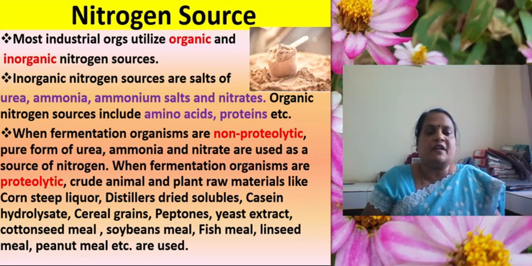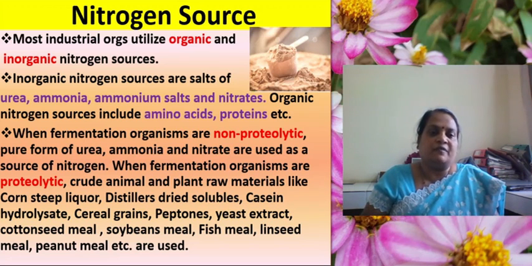When fermentation organisms are non-proteolytic, pure forms of urea, ammonia or nitrate are used as a source of nitrogen. When fermentation organisms are proteolytic, crude animal and plant raw materials like corn steep liquor, distillers dried solubles, casein hydrolysate, cereal grains, peptones, yeast extract, cottonseed meal, soybean meal, fish meal, linseed meal, peanut meal, etc. are used. So in nitrogen source, what have we discussed?